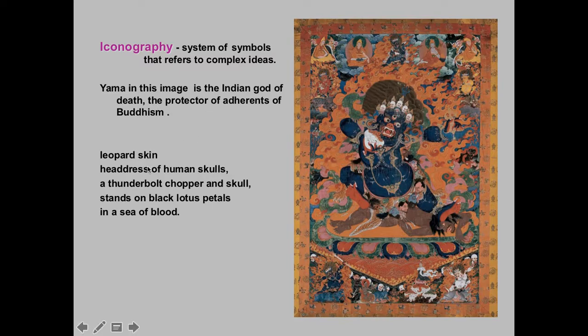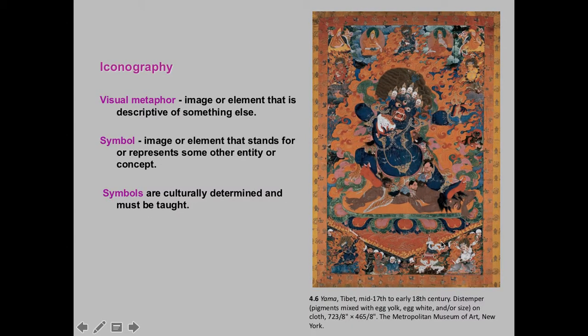So, he's wearing a leopard skin, headdress of human skulls, thunderbolt, chopper, and skull, and he's standing on black lotus petals in a sea of blood. So, here's our sea of blood here, lotus petals here. So our visual metaphor is an image or element that is descriptive of something else. So it's something like fire could be lust. It could be a lot of other things. The sea of blood, you know, he is the god of death. So a symbol is an image or element that stands or represents some other entity or concept, and symbols are culturally determined and must be taught.